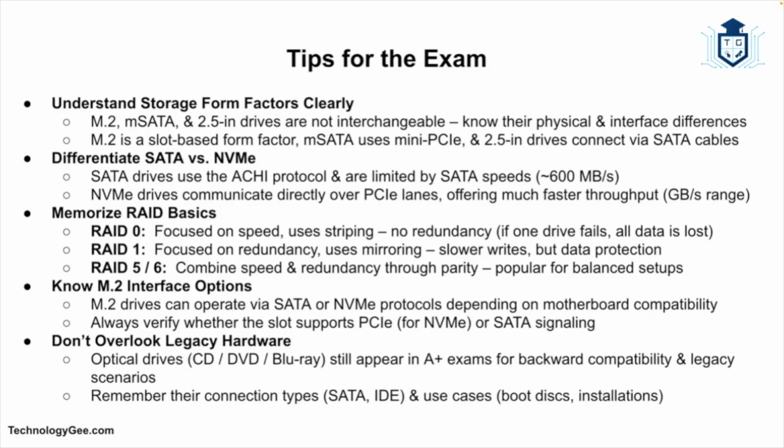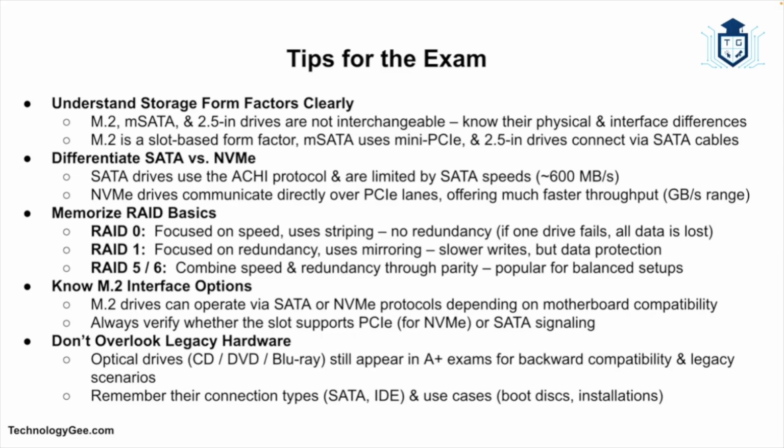Also understand the differences when it comes to RAID. RAID 0 means you can save and write data really fast, but it offers no redundancy. RAID 1 provides safety, but it slacks on speed compared to RAID 0. And RAID 5 and 6 provide some type of balance. With M.2, you can use either SATA or NVMe, depending upon the motherboard and the drive. And optical drives might feel ancient, but they still show up on your test.